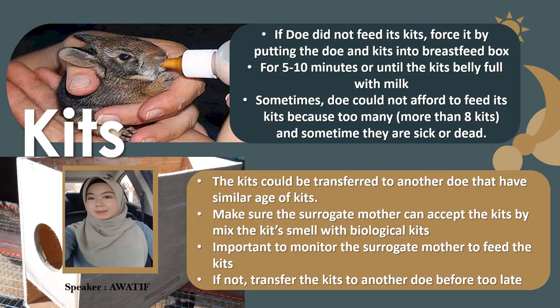The kids could be transferred to another doe that has kids of similar age. Make sure the surrogate mother can accept the kids by mixing the kids' smell with the biological kids. It is important to monitor the surrogate mother to see that she feeds the kids. If not, transfer the kids to another doe before it's too late.